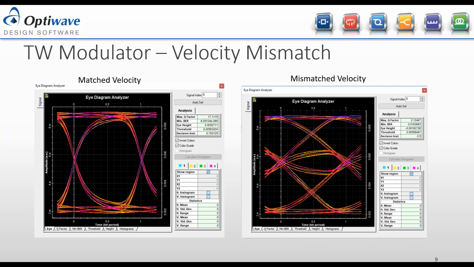If these speeds are the same, this is the best way of achieving maximum Q factor and maximum modulation efficiency. But when they're different, the optical signal is not going to accumulate enough phase shift. Therefore, we're not going to be able to modulate the signal as well. And you can see the difference in this eye diagram.